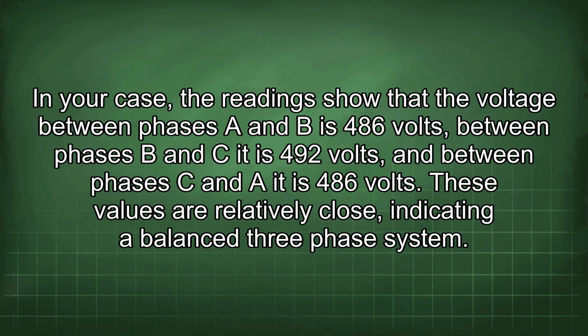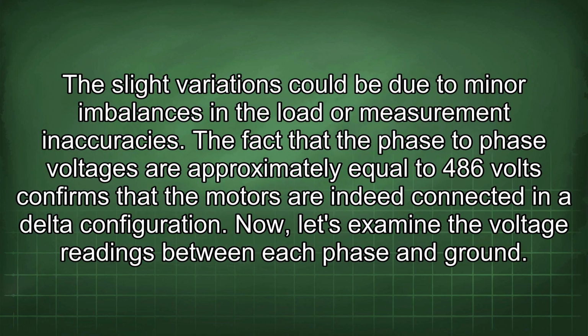volts, between phases B and C it is 492 volts, and between phases C and A it is 486 volts. These values are relatively close, indicating a balanced three-phase system. The slight variations could be due to minor imbalances in the load or measurement inaccuracies. The fact that the phase-to-phase voltages are approximately equal to 486 volts confirms that the motors are indeed connected in a delta configuration. Now let's examine the voltage readings between each phase and ground.